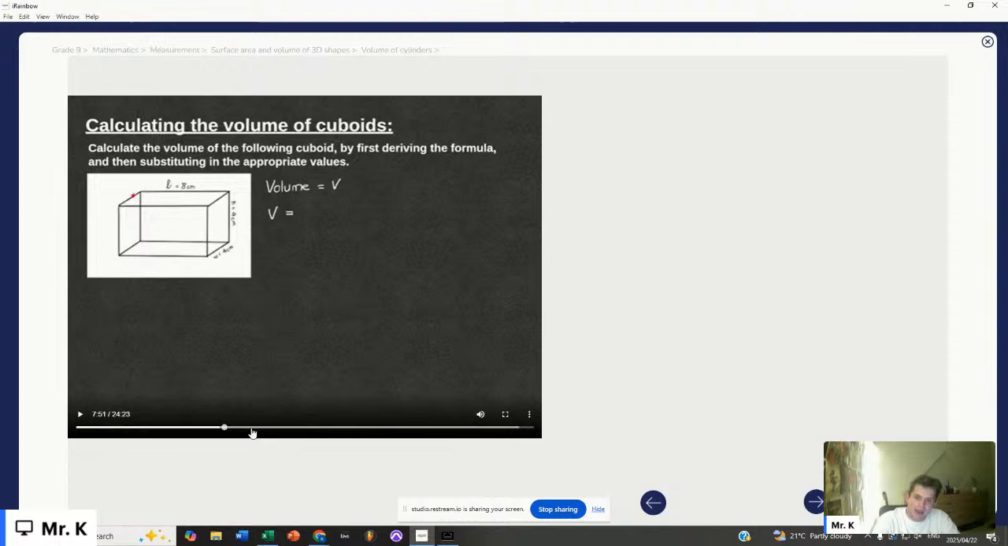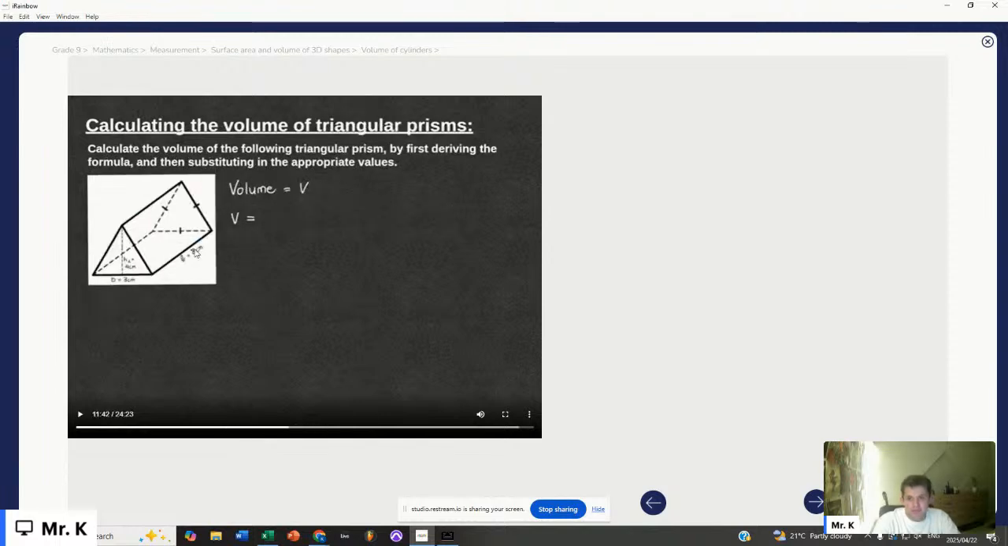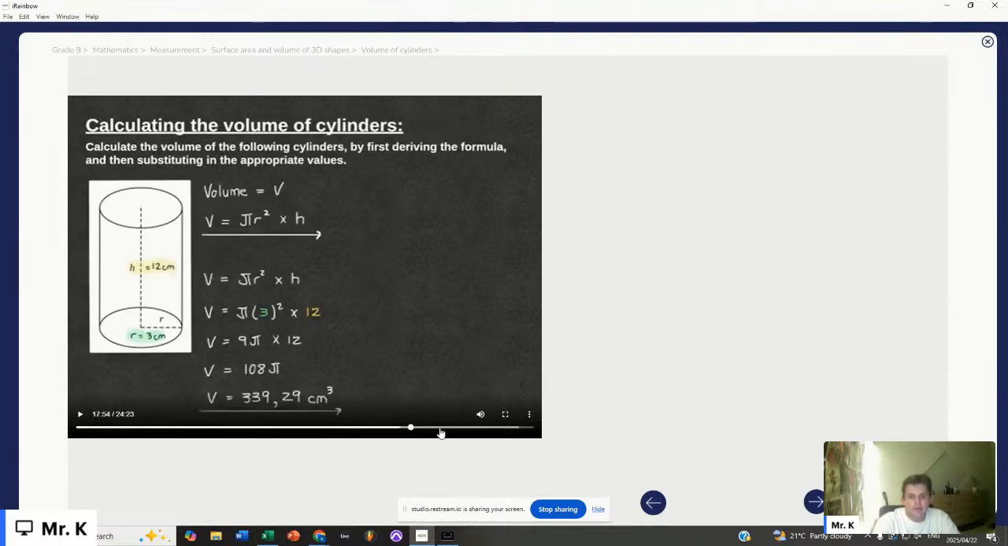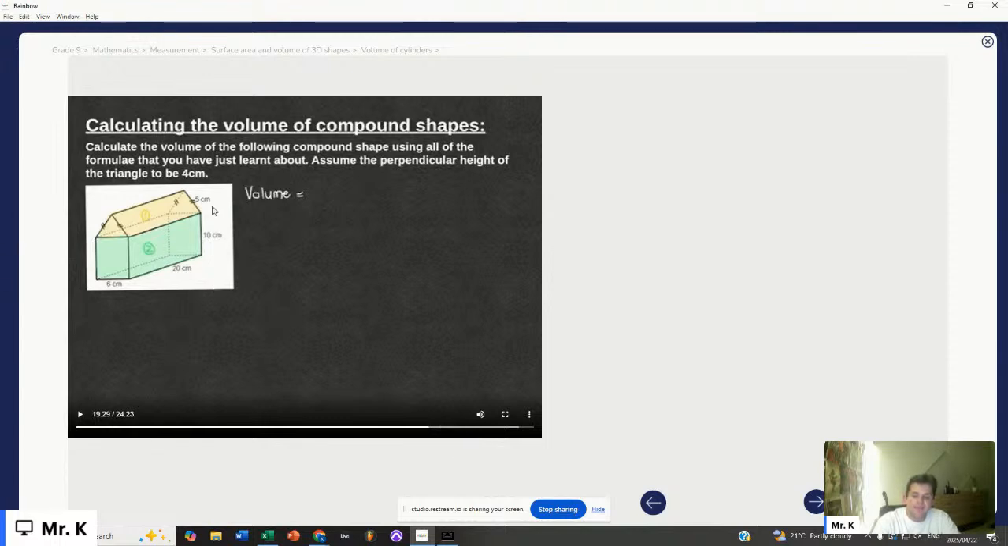So not only do you have a PDF, you also have a video, for example, here explaining the volume of triangular prisms, right? This is another example you can go through. Here's cylinders as well, and it's even got examples of compound shapes for volume. So we discuss here how we have a triangular prism and a rectangular prism, and we need to calculate its combined volume.